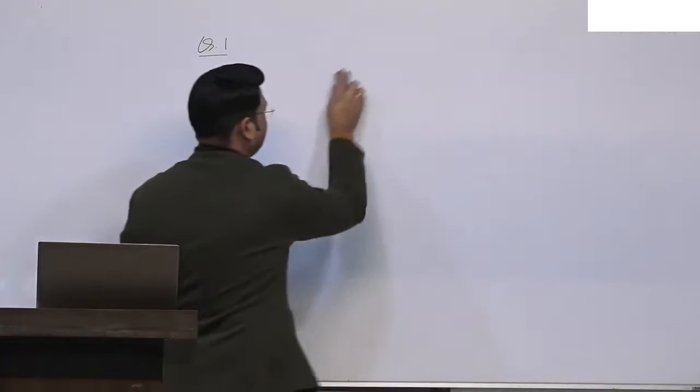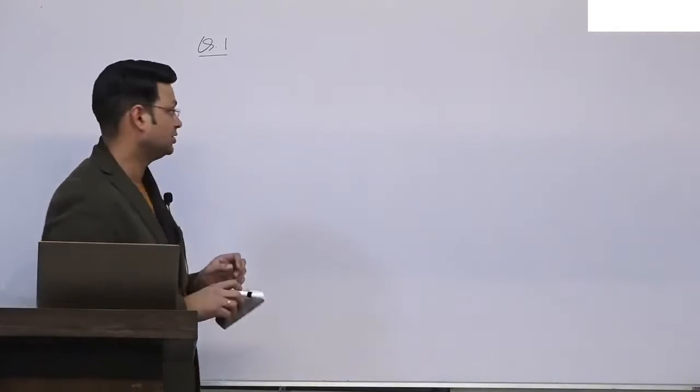So the second question, let us see what it is. The second question is very simple: marriage regulations and alliance theory.